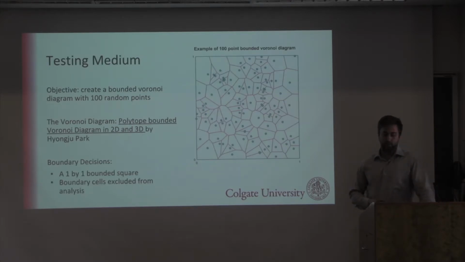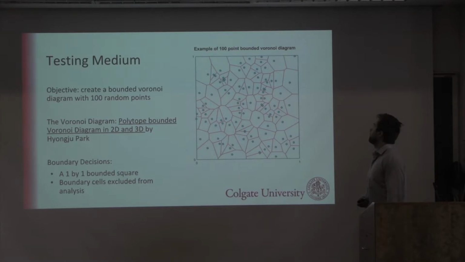So when creating the testing medium, our objective was to create a bounded Voronoi diagram within a bounded square with 100 random points. And so to do this, we downloaded the following program, Polytope Bounded Voronoi Diagram in 2D and 3D by Hanju Park, which essentially created what you see in front of you right now, which is a Voronoi diagram in a bounded region, which we set to be a 1x1 bounded square to ease the statistical analysis.